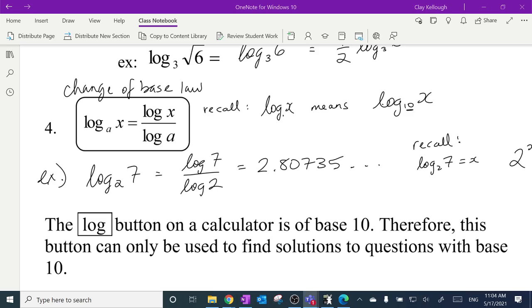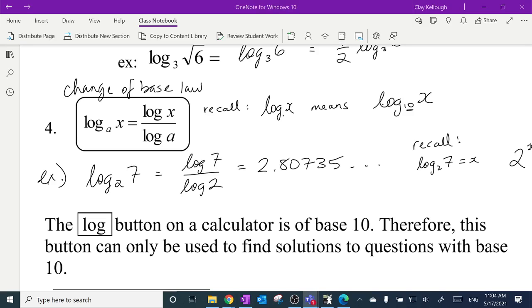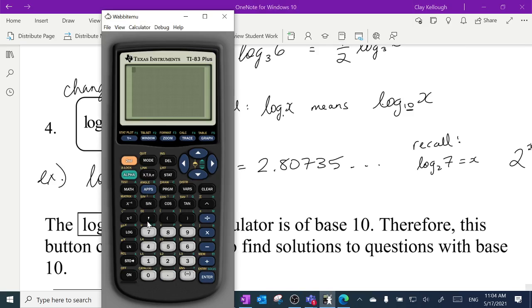So since I don't have that feature on most of my calculating devices, let me go back to sharing my screen here. There we go. You're all looking at my screen again, I hope. Okay. Since I don't have access to that, I have to type it in as log 7 divided by log 2, but it gives me the same answer.